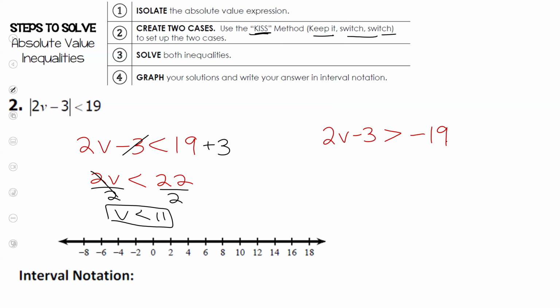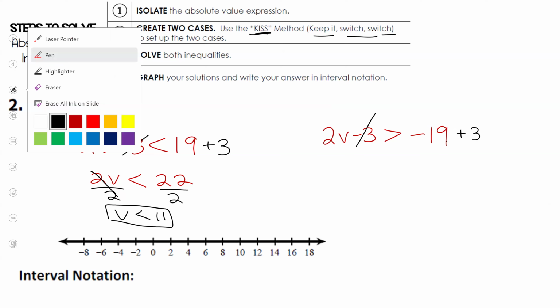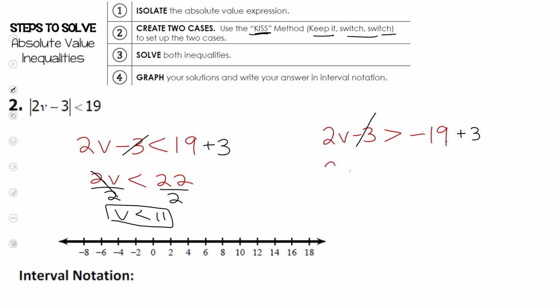My next one, I'm going to add 3 to this side. What will I get? Good, -16. And then I'm going to divide by 2. Did I divide by a negative? That means our sign will not change. We did not divide by a negative number. We divided by a +2. So the sign will not change.